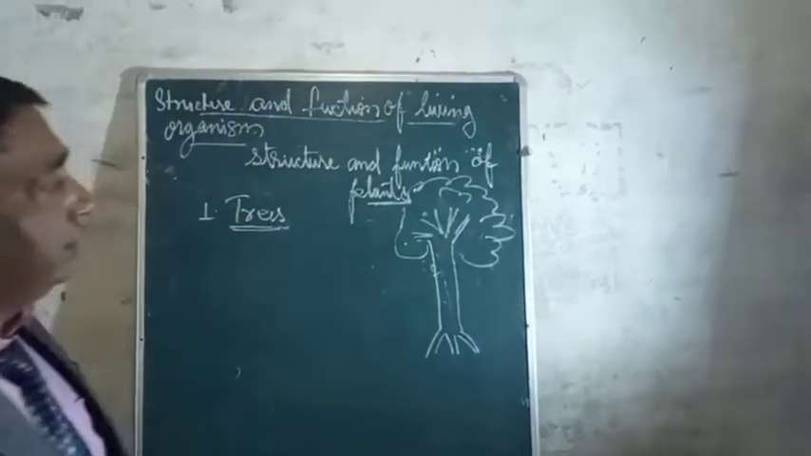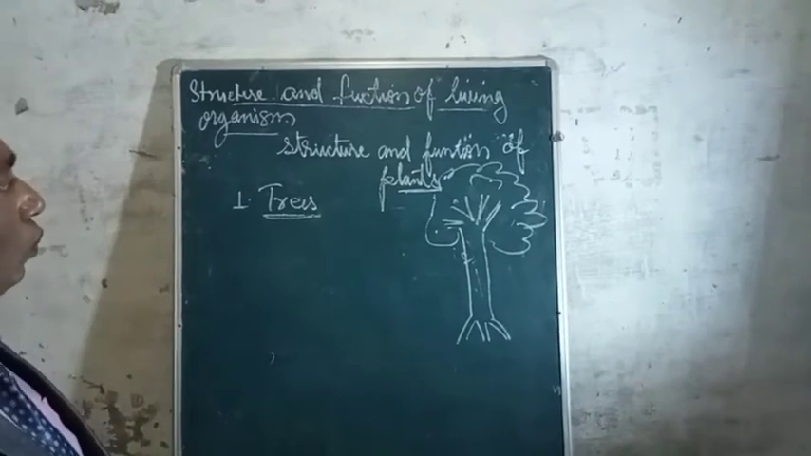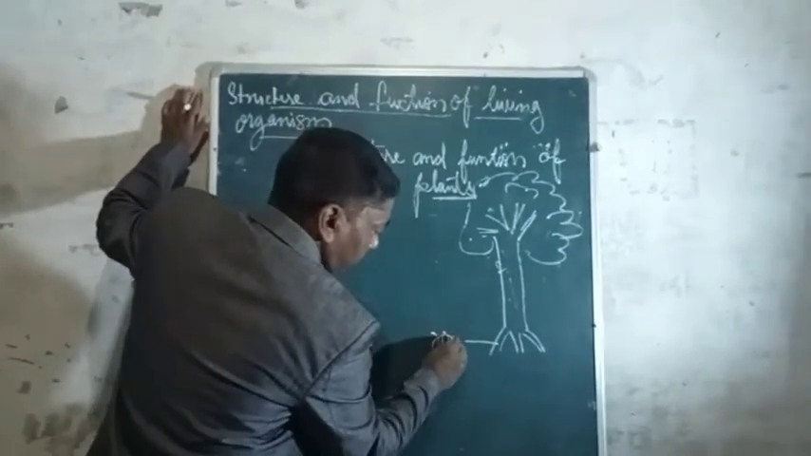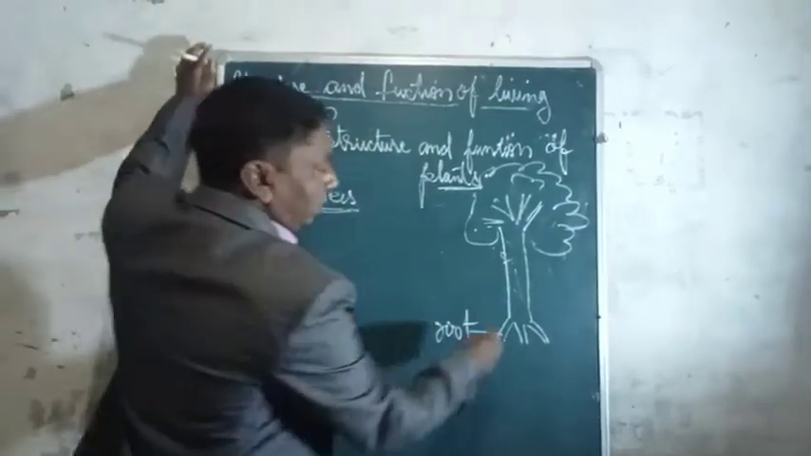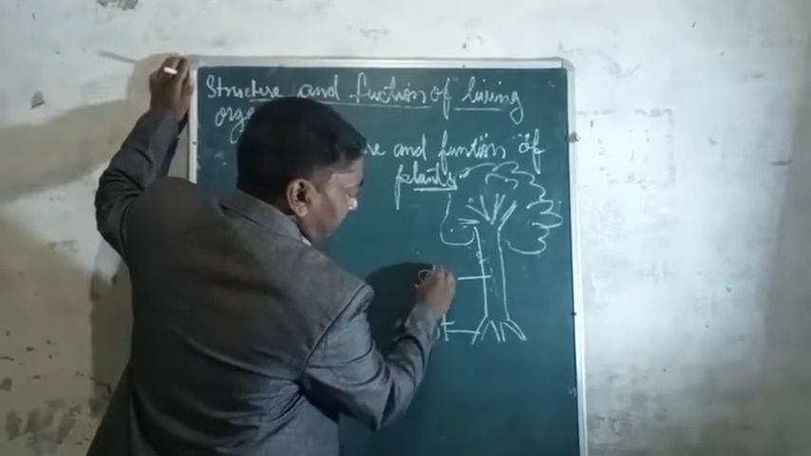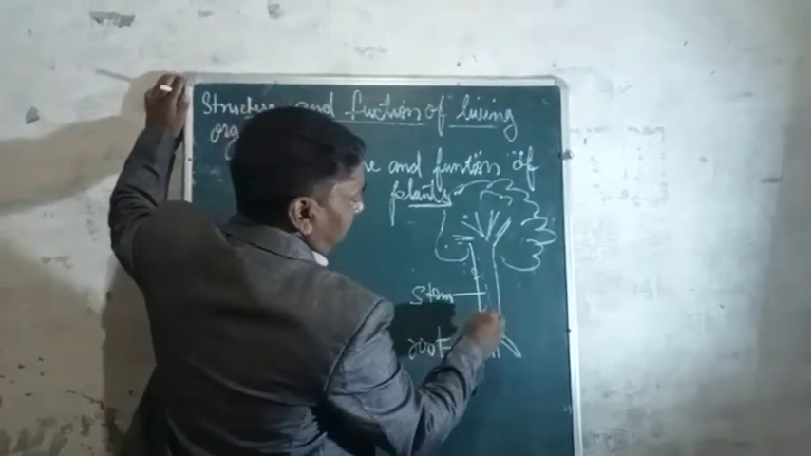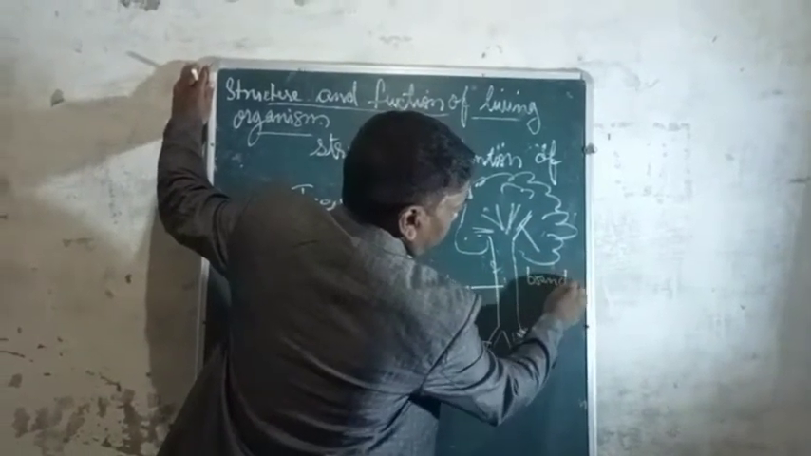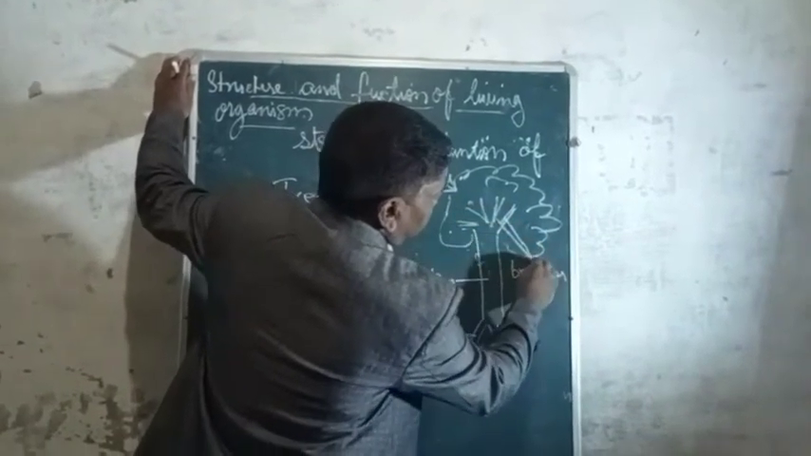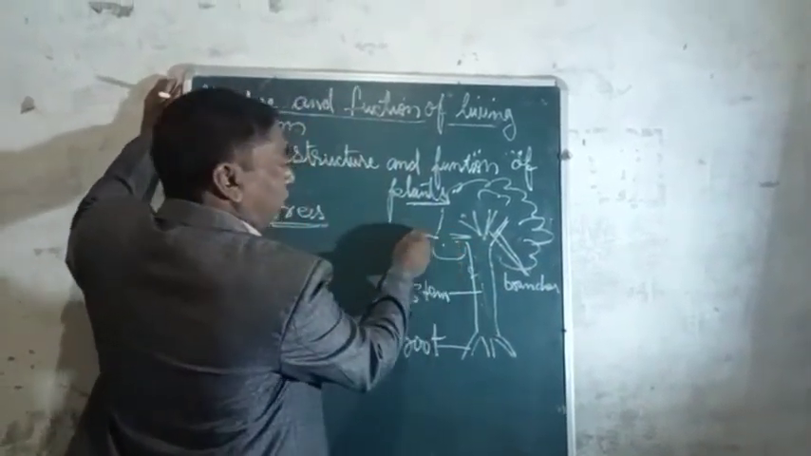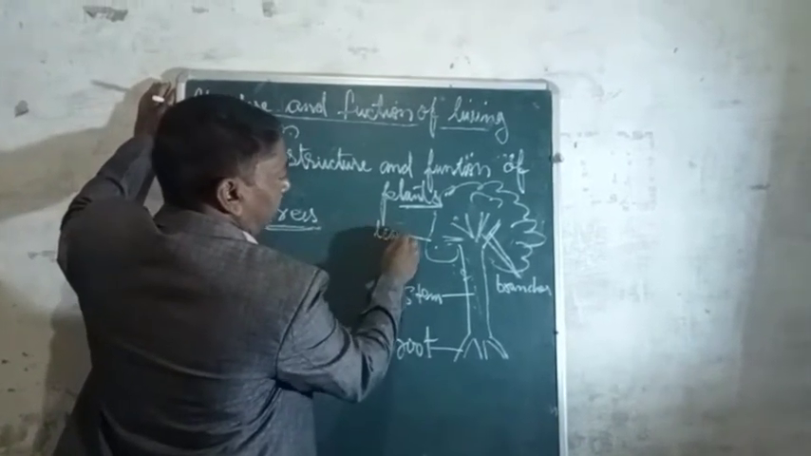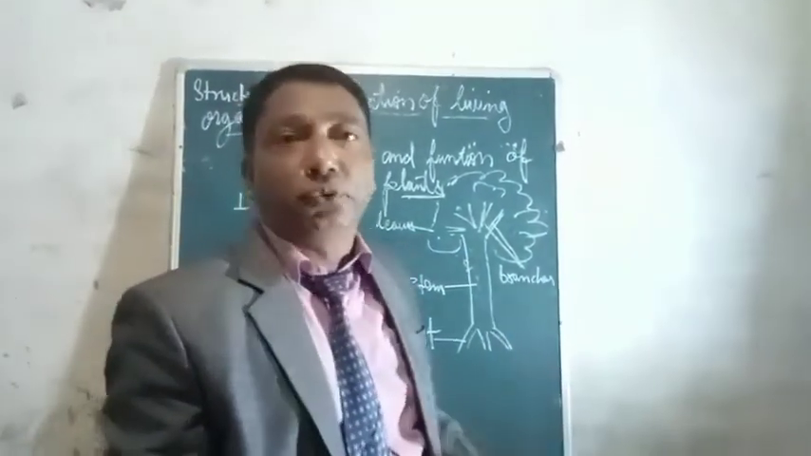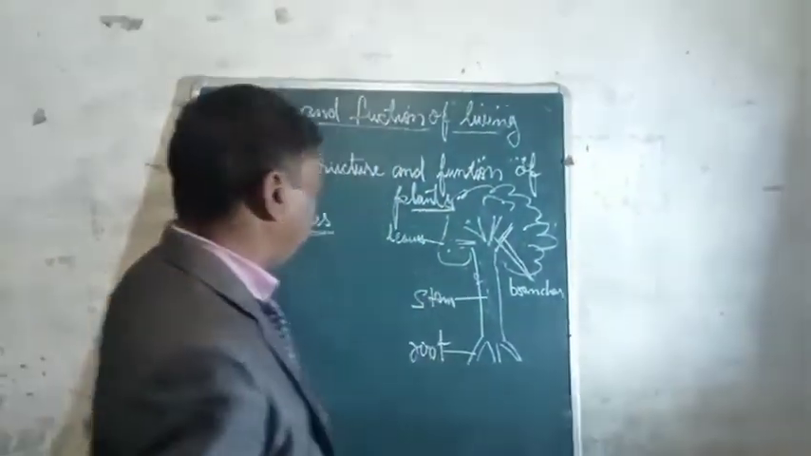This is a figure of a tree. It has roots, it has a stem, it has branches. In fact, it also has leaves. It bears flowers and it will bear fruit. This is the structure of a tree.